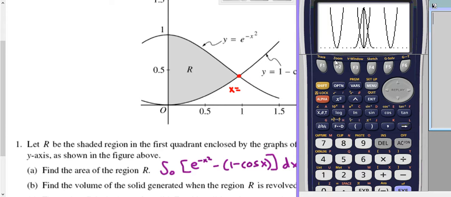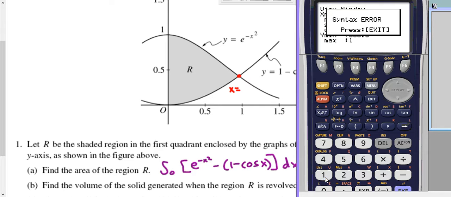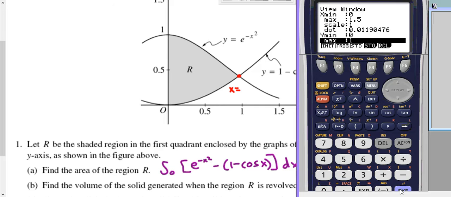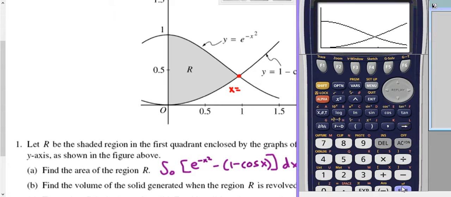Now I get this weird looking stuff. All I really need to look at is like they did here. If I go to the viewing window, I'm going to look at x's from 0 to 1.5. And I'm going to do the same thing for my y's. I'm going to match it up to go from 0 to 1.5. That's what they have. Y minimum 0, maximum 1.5. Okay, we'll graph that again. Now the graph looks a lot like our graph here.